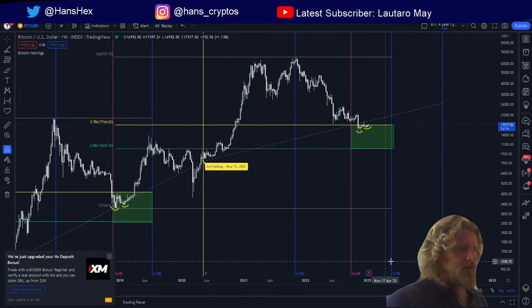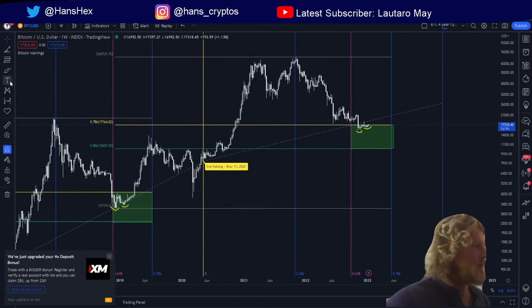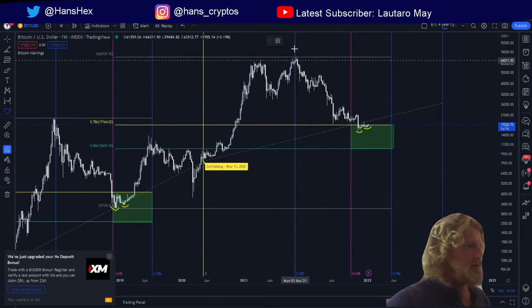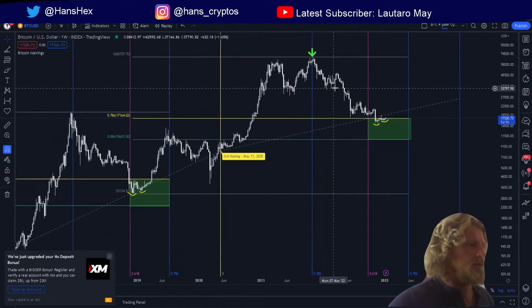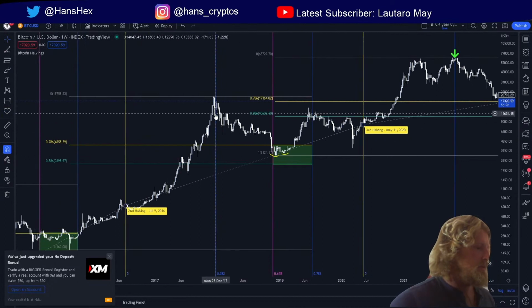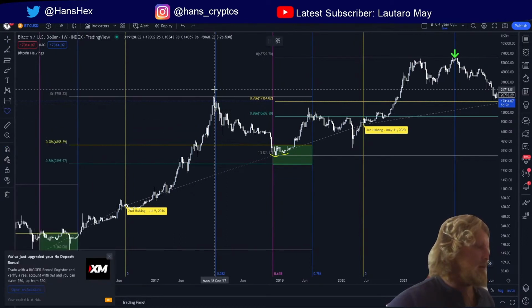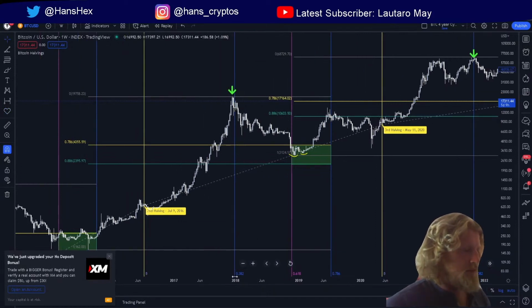Interestingly enough, we've got 3 points here, the 382 and the 618, and we can see how beautifully this also predicted the tops. This top was a week after the 0.382 printed. This one in 2017 was 2 weeks before the market printed the 38.2.